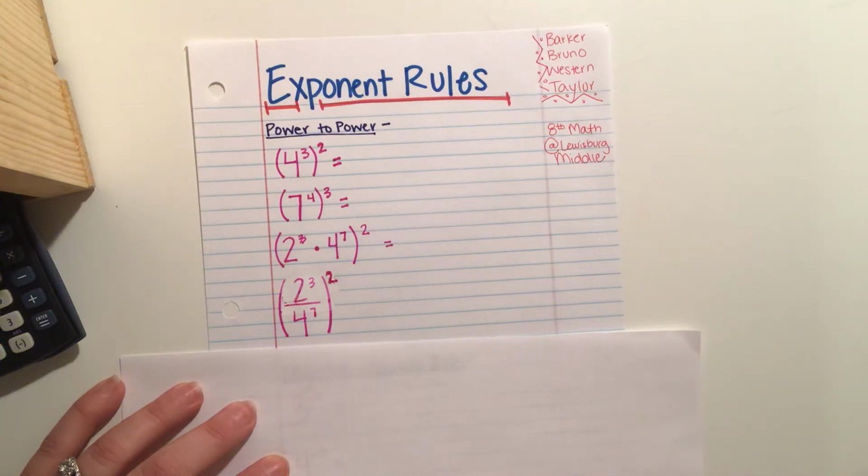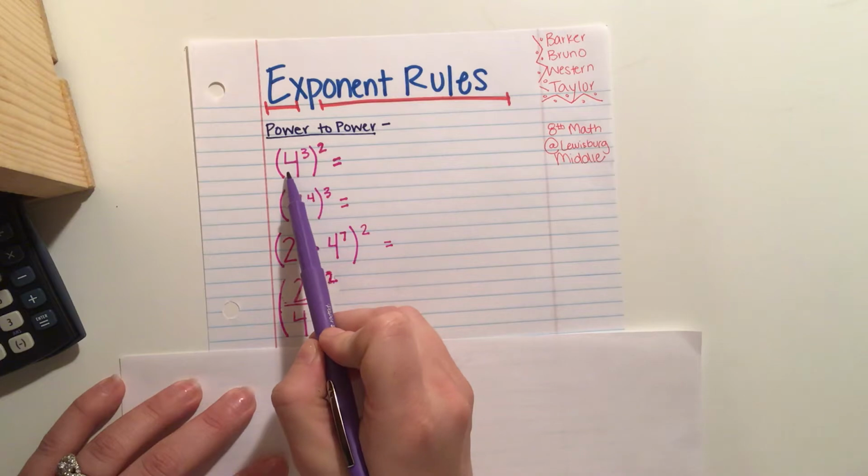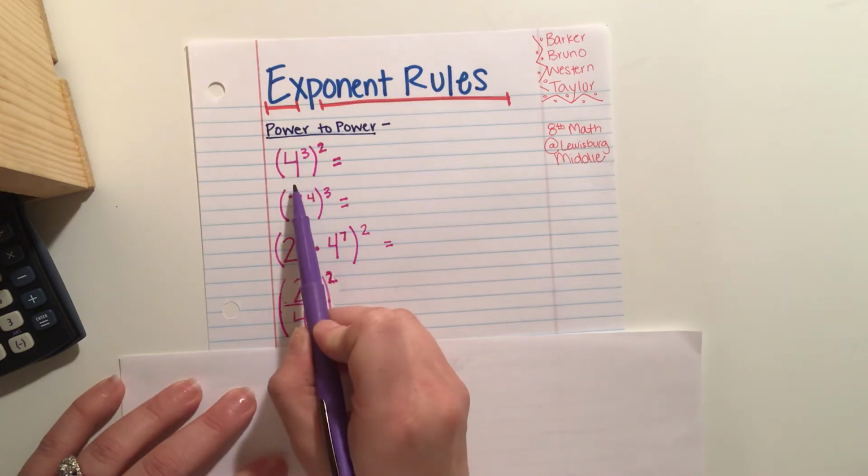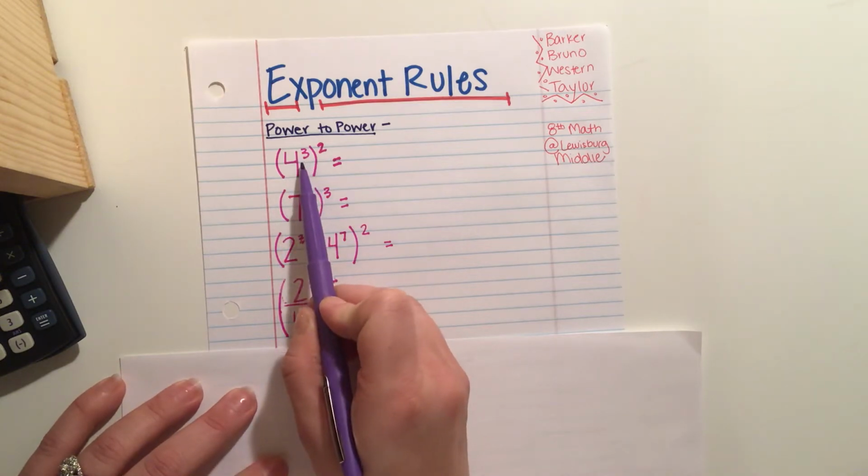Hey y'all, today we're going to talk about more exponent rules. And the first rule we're going to go over is the power to power rule. Now, you should know that looking at this problem, the 4 is the base, the 3 is the exponent.